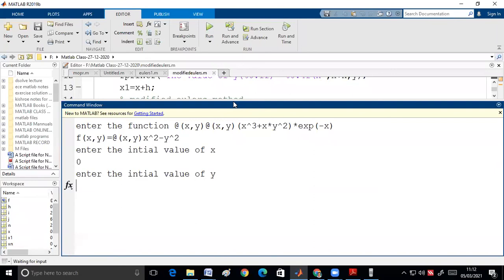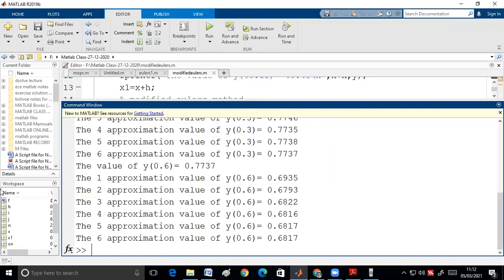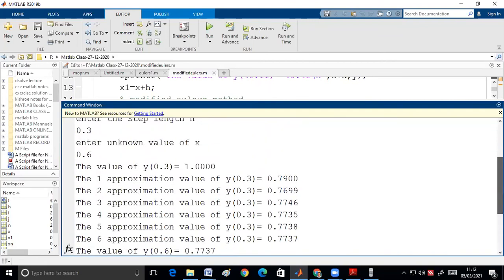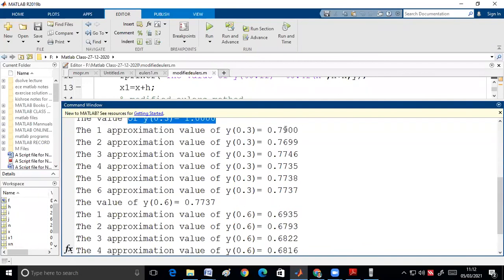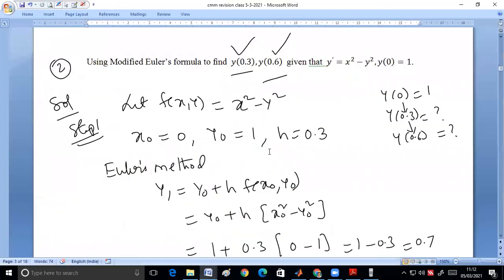Initial value 0, final value 1, step size is 0.3, and enter the unknown quantity 0.6. We will repeat the same procedure 2 times. We got the value. This is the value using the Euler method, and then the modified Euler method. If you want to type all these things, we can easily find out. These are all modified Euler method, like y of 0.1.